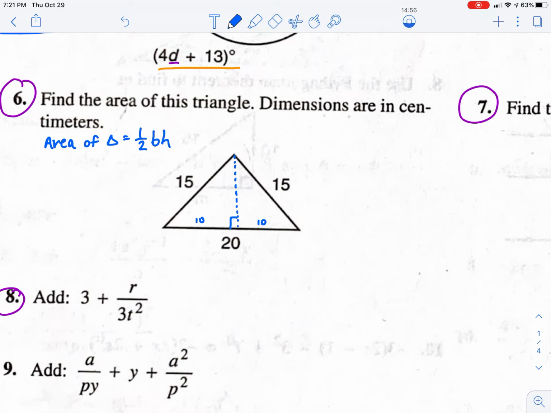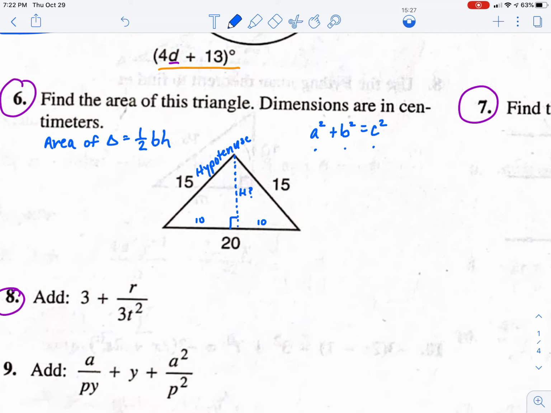Okay, so now I just need to figure out what the height is. So we have to set up an equation to do so. And we can use the Pythagorean theorem, which says a squared plus b squared equals c squared, which means one leg squared plus the other leg squared equals the hypotenuse squared. Okay, so what do I know here? Where's my hypotenuse? Right over here.